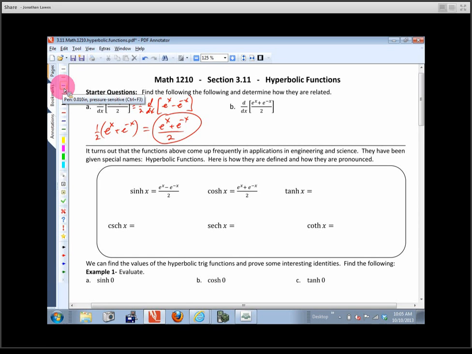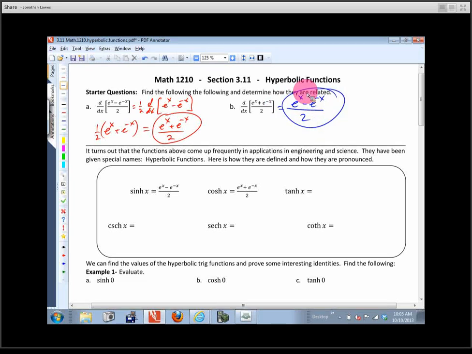Very good. So let's take a good look at this. You'll notice that what we've got here is a very similar function. Imagine sliding that 1/2 out front. I'm going to find the derivative of e to the x, which is going to be e to the x. And then I'm going to find the derivative of e to the negative x, which is going to be negative e to the negative x. And then I'm going to have the 2 on the bottom.